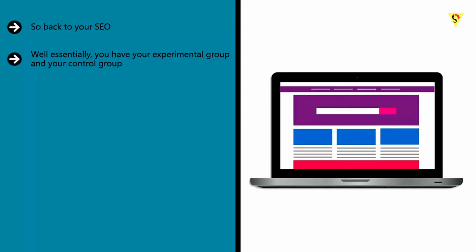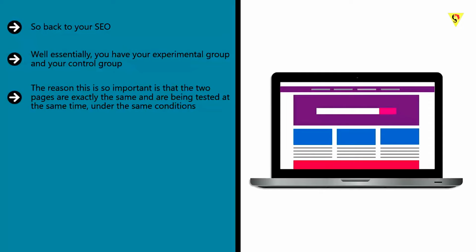Well, essentially, you have your experimental group and your control group. The experimental group is the one where you have introduced a new header or whatever else, and the control group is the one where you have left everything as it was. The reason this is so important is that the two pages are exactly the same and are being tested at the same time, under the same conditions.